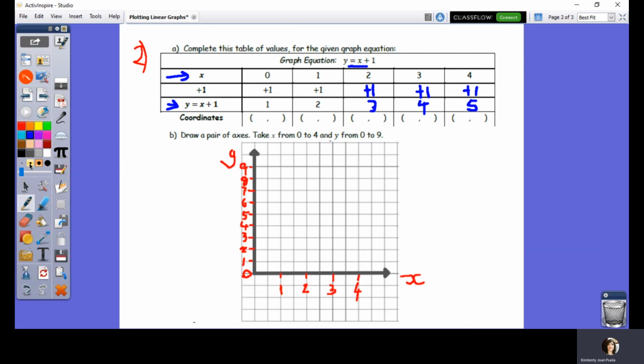Now, since you have all your points, you can write down your coordinates. Let me remind you that the x values, you take them from up here, from the row of the x, okay? The y values, you take them from the last row, which is this one, okay? So this number, comma this number. So we have 0, comma 1, 1, comma 2, 2, comma 3, 3, comma 4, and 4, comma 5. Please use this format.